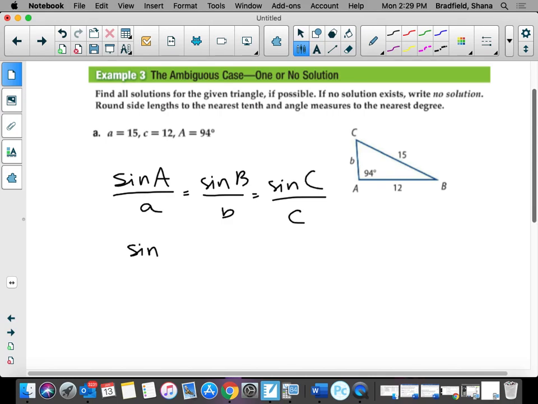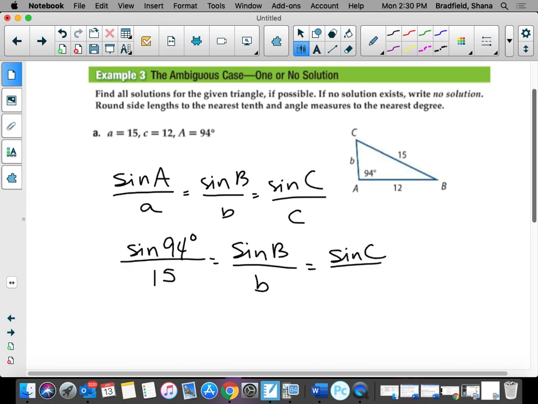I know that side A is 94 and side A is 15. I don't have angle B or side B. I don't have angle C, but I do have side C, which is 12. So in this case, I do have one complete ratio, the one where the A's were. I have nothing for B. That doesn't mean I'm not going to be able to work towards it, but I can't do anything yet.